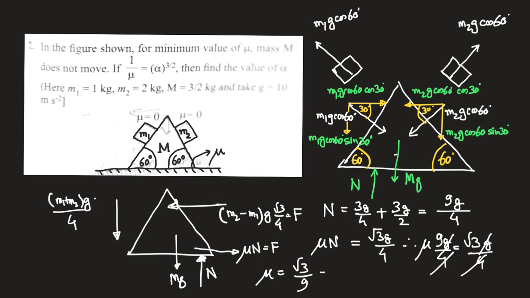Root 3 by 9. So it is 3 to the power half by 3 to the power 2, that implies 1 by mu is 3 to the power 2 minus half, that is 3 by 2, 3 to the power 3 by 2. Okay, so that means alpha is equal to 3, because it is given in the problem. You can express 1 by mu as alpha to the power 3 by 2. So see, alpha is equal to 3.